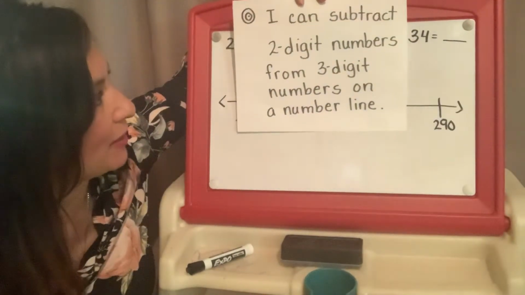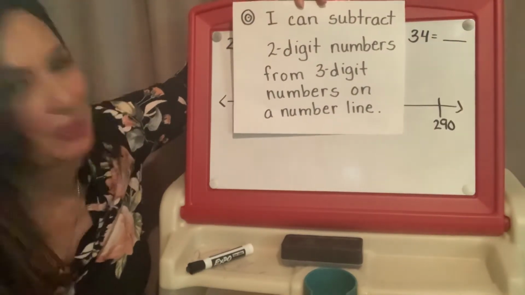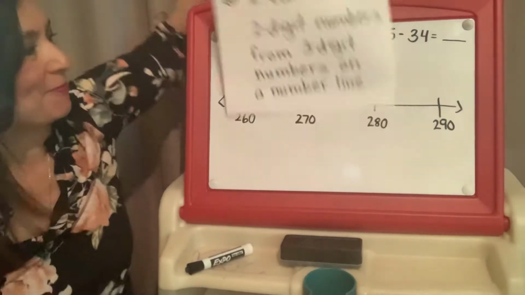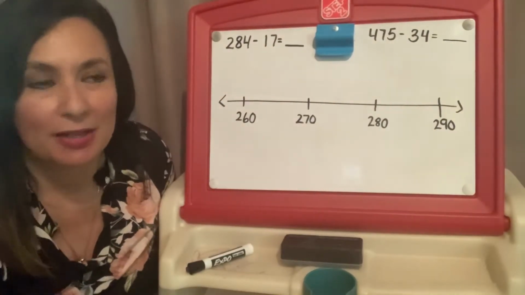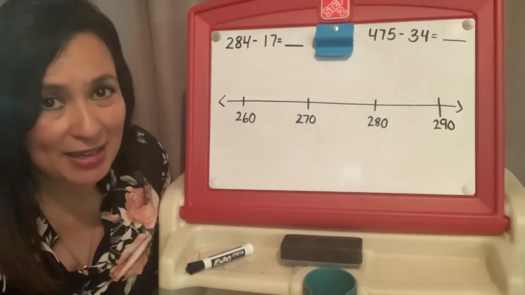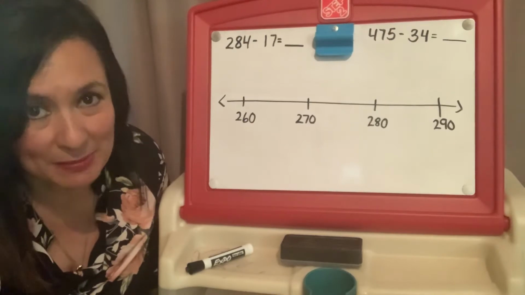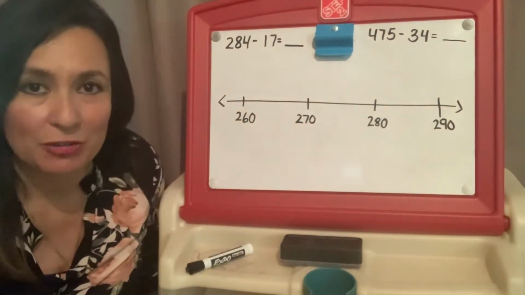Today your learning target is I can subtract two-digit numbers from three-digit numbers on a number line. One thing I wanted to point out today, boys and girls, is we don't always bridge to 10. We only bridge to 10 when it's necessary, and sometimes that can be a little bit confusing. So today we're going to work on two equations.